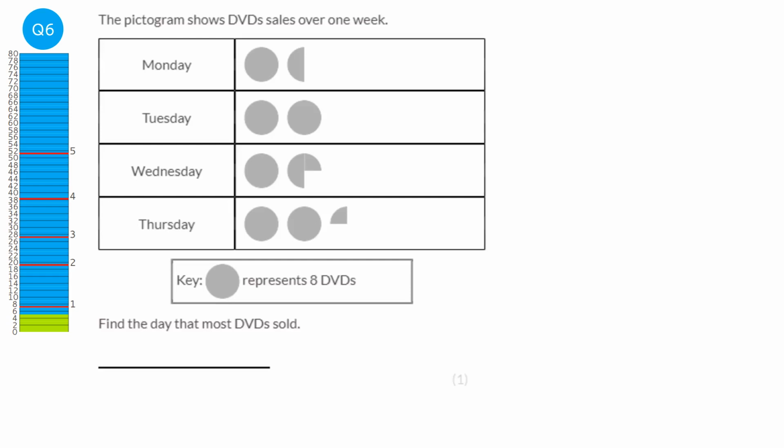The key says that a circle represents 8 DVDs, and if we cut it up, then each quarter represents 2. So Monday had 8 and 2 and 2, which is 12. Tuesday had 8 and 8, which was 16. Wednesday had 8, 2, 2, 2, which is 14. And Thursday had 8, 8 and a quarter, which is 2, which is 18.